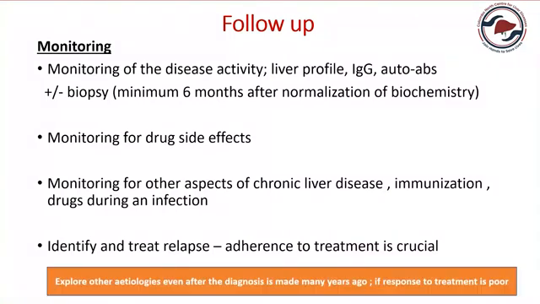And one important point which is very crucial is to explore the other etiologies even after the diagnosis is made for many years. You might have a child whose diagnosis was made many years ago, but the child is not responding. The transaminases are still high. So then again go back and evaluate for other diseases, because autoimmune liver disease may not be the diagnosis if you haven't achieved full remission at any point.